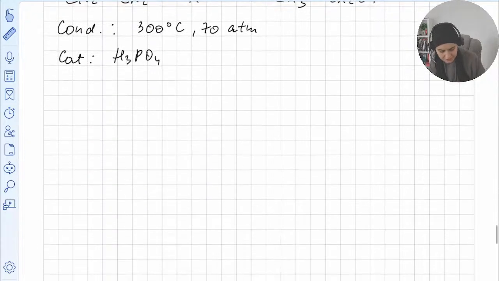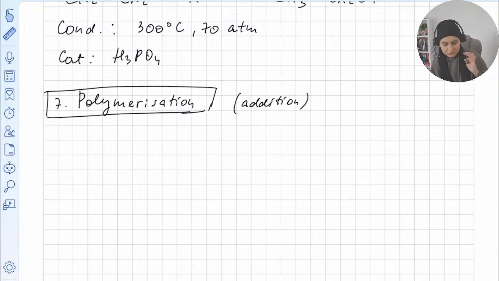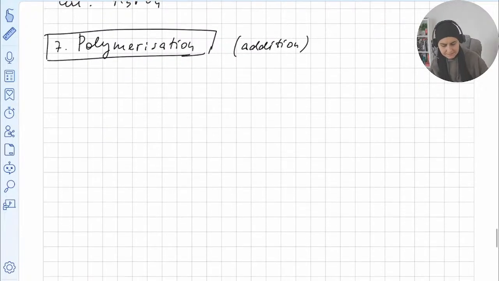The 7th chemical property is polymerization. Addition polymerization. We would also have some condensation later, yeah, but this is addition.